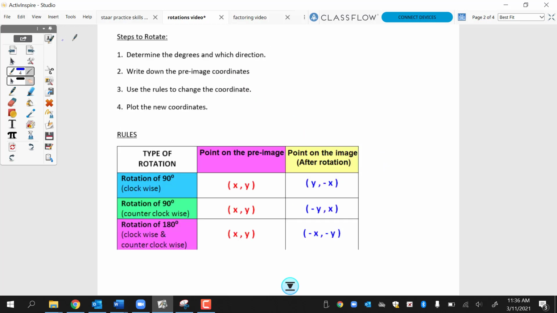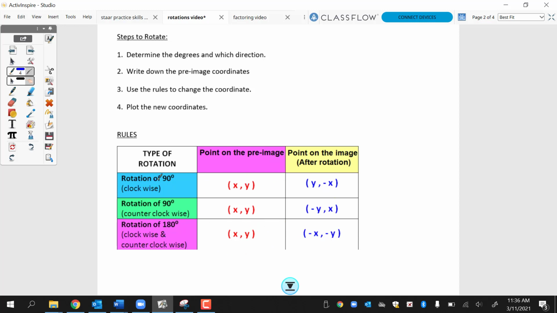So here are our steps. They're going to tell you in the question how many degrees we're turning and which way we're turning. We're going to write down the coordinates that are in the picture right now, so our pre-image, and then we're going to use these rules to change the coordinates we wrote down, and then you just have to plot the new coordinates on the graph. So you don't need to memorize this chart, you just need to be able to use it.